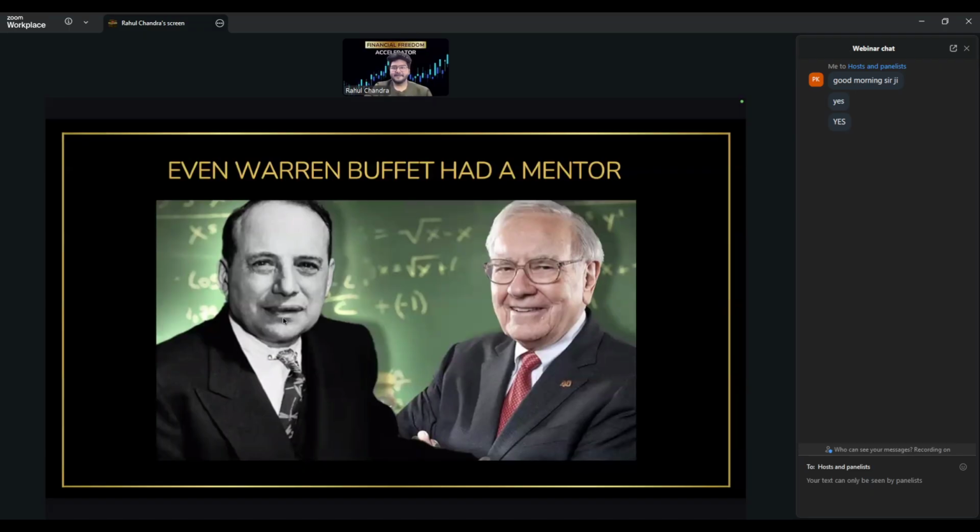Correct, Harsha. And even our Rakesh Jhunjhunwala had a mentor. What is his name? He's very much active. Radhakishan Damani. Absolutely correct. And you know what?